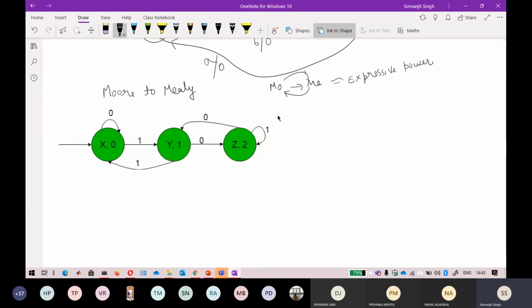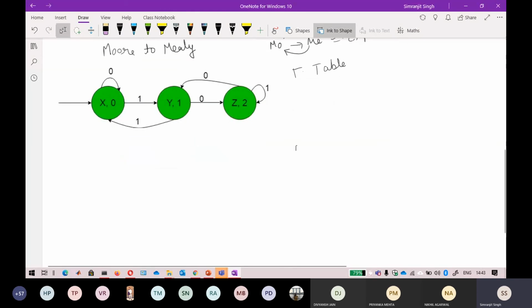Okay, so to solve this, there are two methods. The first method is the transition table method, and the second method is that directly by looking at the diagram you can also do this. Okay, so first I will go with the transition table method.